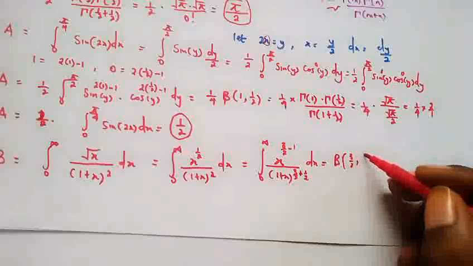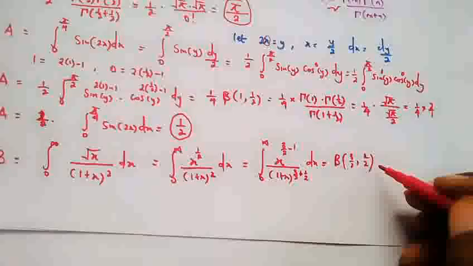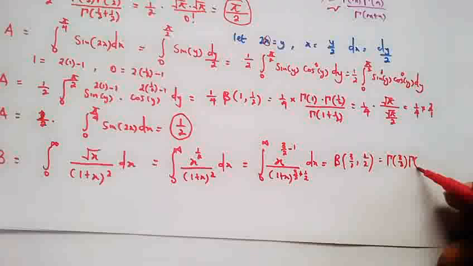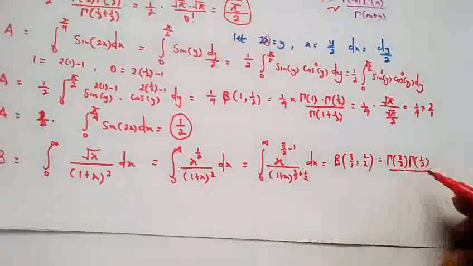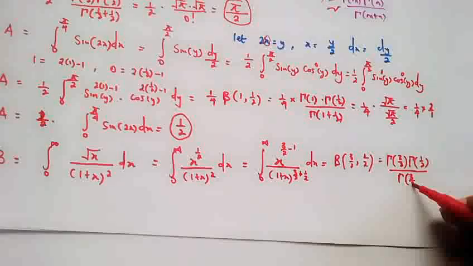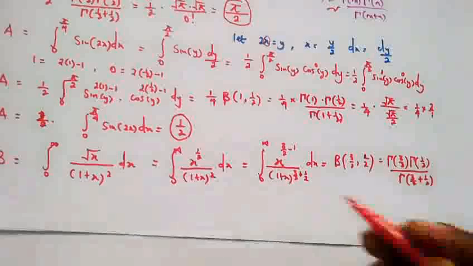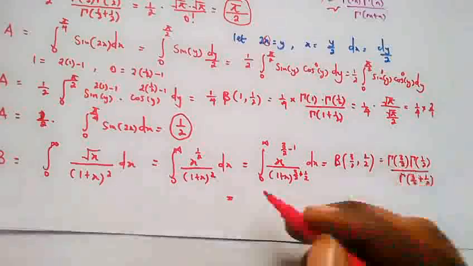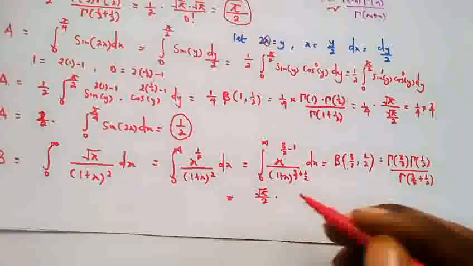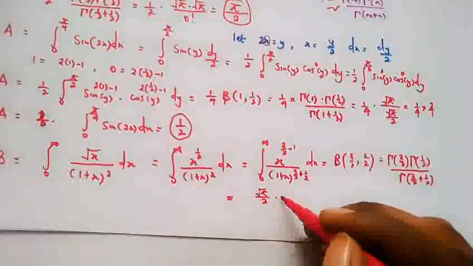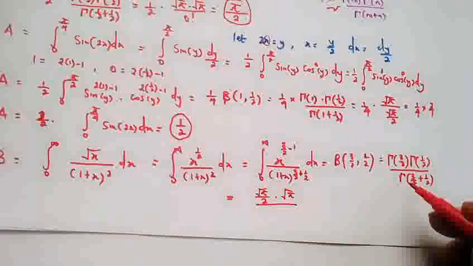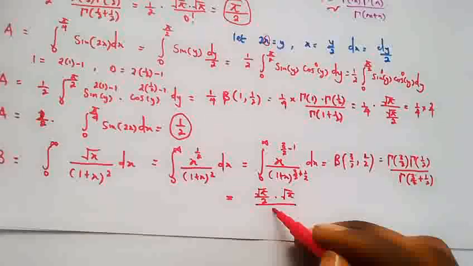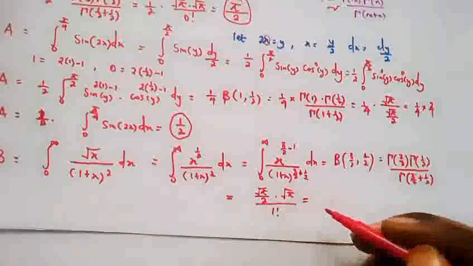And this is equal to the gamma of 3 over 2 times the gamma of 1 over 2 over the gamma of 3 over 2 plus 1 over 2. Okay, now we're going to simplify this, so we have this equal to the gamma of 3 over 2 is square root of pi over 2 times the gamma of 1 over 2 here is square root of pi only, then over, remember 3 over 2 plus 1 over 2 here is 2, so the gamma of 2 is what? 1 factorial, so that is 1 factorial.